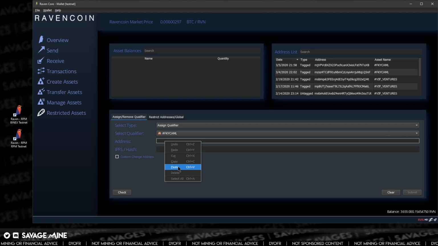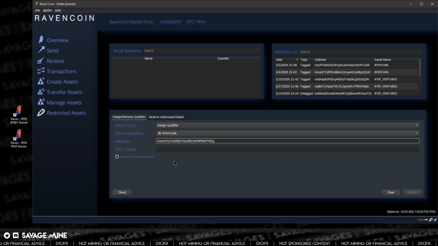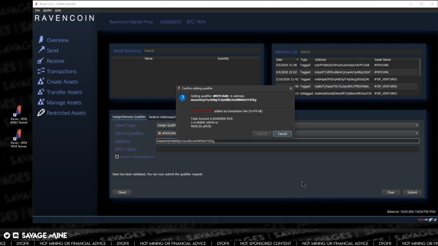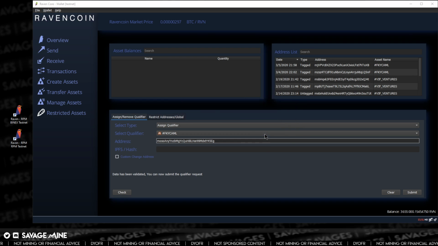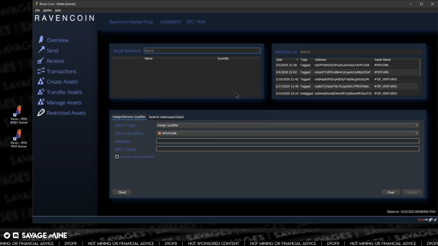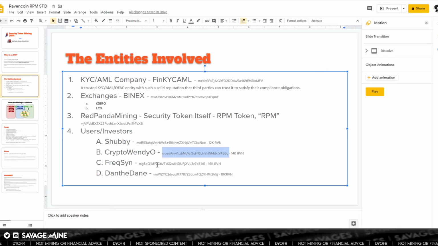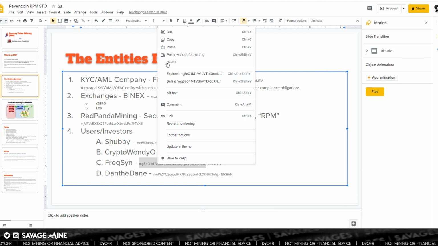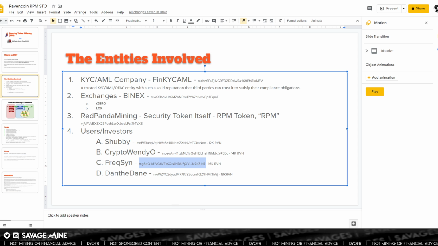The address is Crypto Window's address. We're going to click check. It says it's been validated, so we're going to click submit. And then we're good. So now once that gets confirmed, that's going to be tagging her address. So while we're in here, we should probably go ahead and tag the other two so that we can send them their STO tokens here.